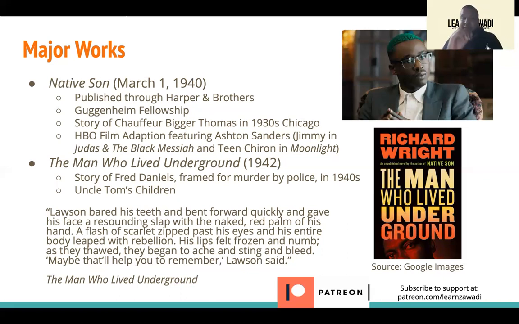Point is, Native Son was a hit. It sold here, there, and there. The story itself was such a hit that even to this day, there are films made about Native Son. If you look at this picture on the top right hand corner, this brother with the green hair, this low cut, that is the actor Ashton Sanders, who you may know from Judas and the Black Messiah, that film on Fred Hampton. You should check that out as well. Or even Teen Chiron, he plays that teenager in Moonlight. So Ashton Sanders actually plays the character of Bigger Thomas.